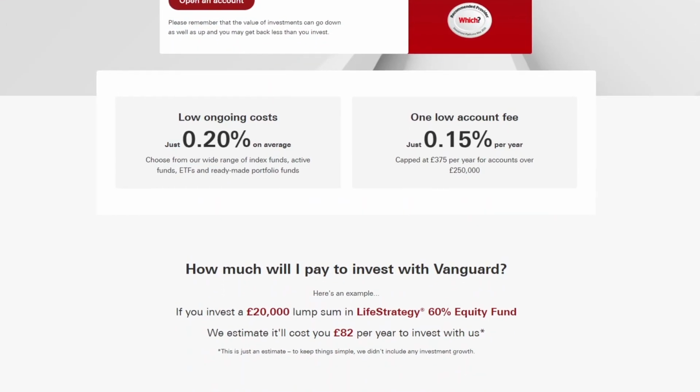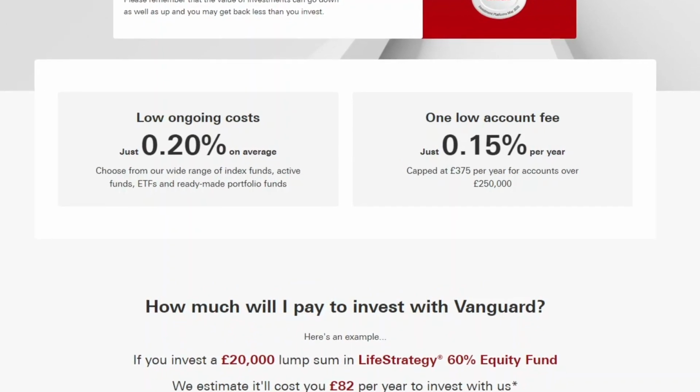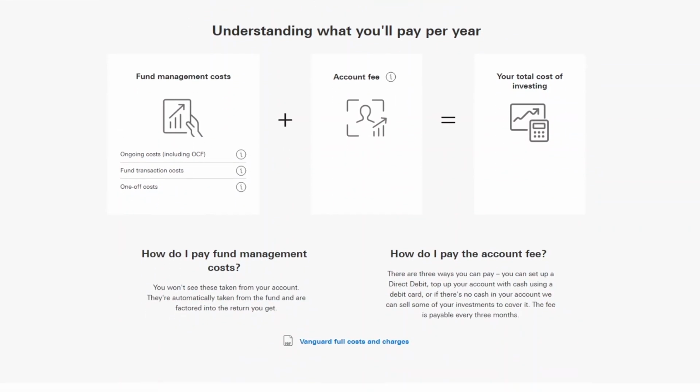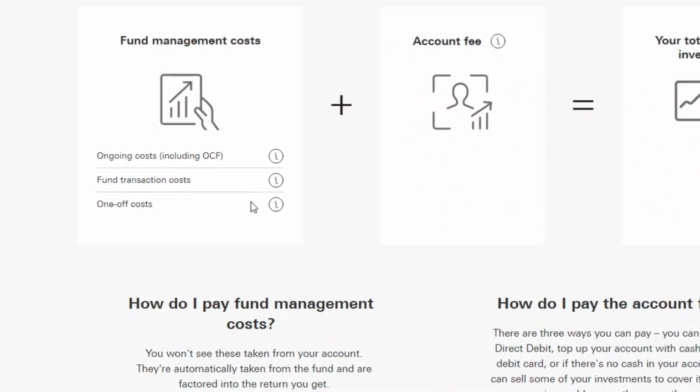Here, it shows that all investors will pay ongoing charges for all of the funds, whilst paying the account fee of 0.15%, which gets capped at £375 per year. If you scroll down though, you can see that there are two other types of costs: transaction costs and one-off costs. Transaction costs are costs associated with Vanguard buying and selling the stocks that make up the funds that you invest in. One-off costs only apply to the ETFs on the platform, and you're charged for them every time that you buy or sell an ETF on the platform.